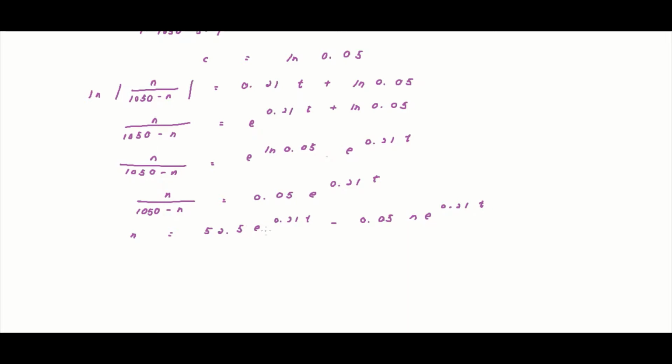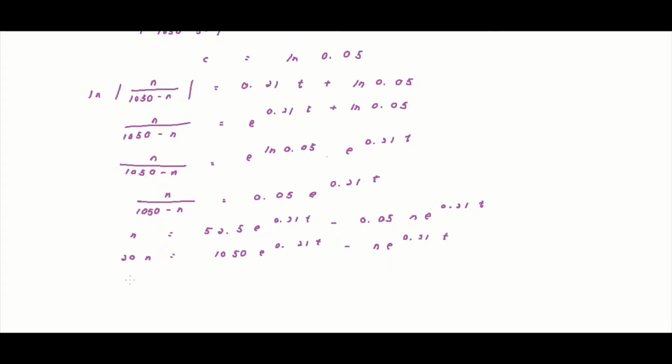Okay, so if you want to leave your answer with no fractions, you know 52.5 is 52 and 1 over 2, and 0.05 is 1 over 20. So what you can do is multiply the whole thing by 20, then you do not have all the fractions here. So 20n equal to 1050 e to the 0.21t minus 1, meaning n e to the 0.21t.